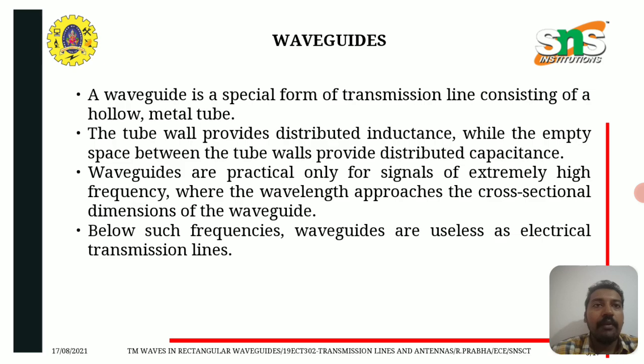Waveguides. A waveguide is a special form of transmission line consisting of a hollow metal tube. The tube wall provides distributed inductance, while the empty space between the tube's walls provides distributed capacitance. Waveguides are practical only for signals of extremely high frequency, where the wavelength approaches the cross-sectional dimension of the waveguide. Below such frequencies, waveguides are unusable as electrical transmission lines.